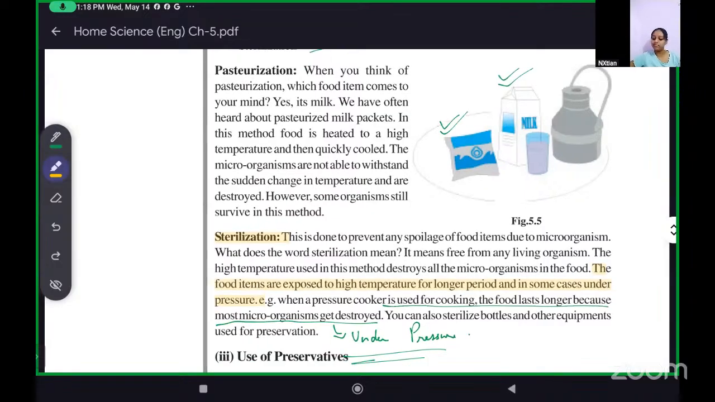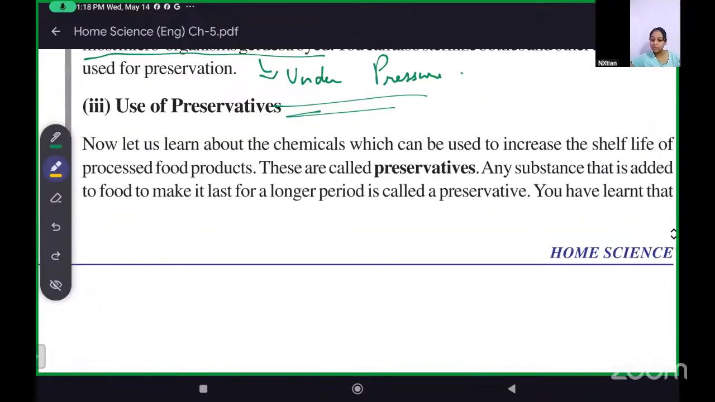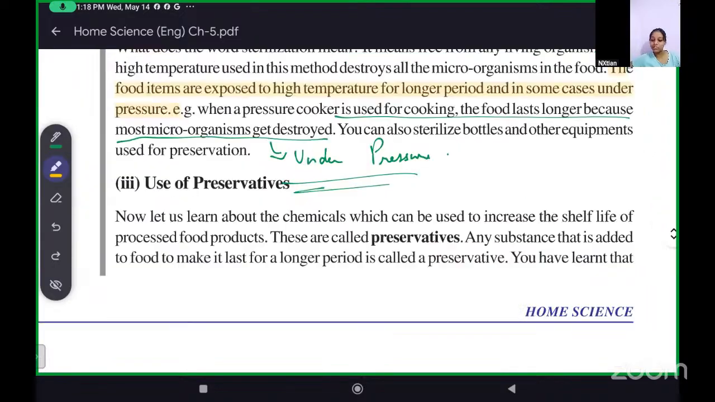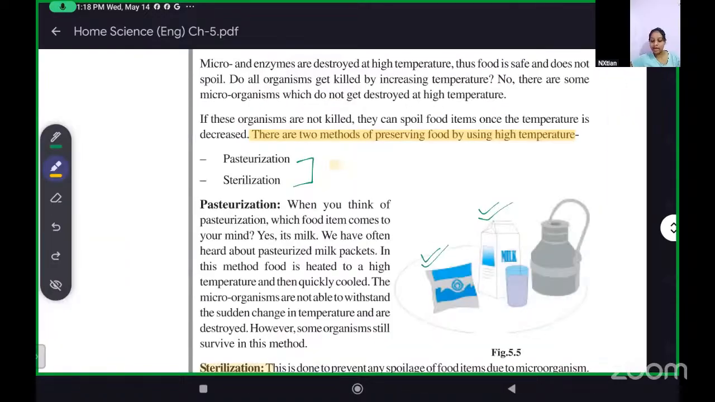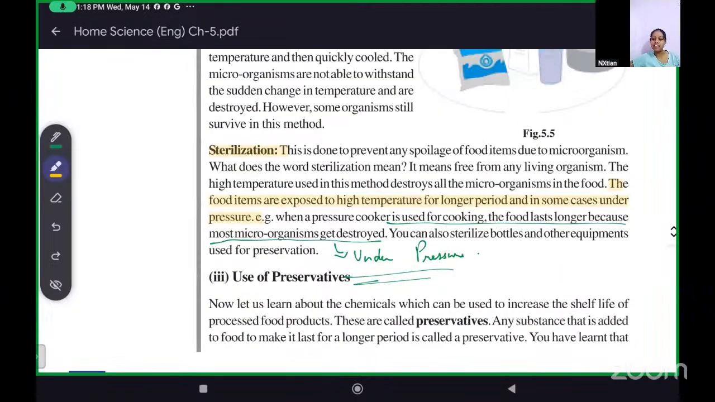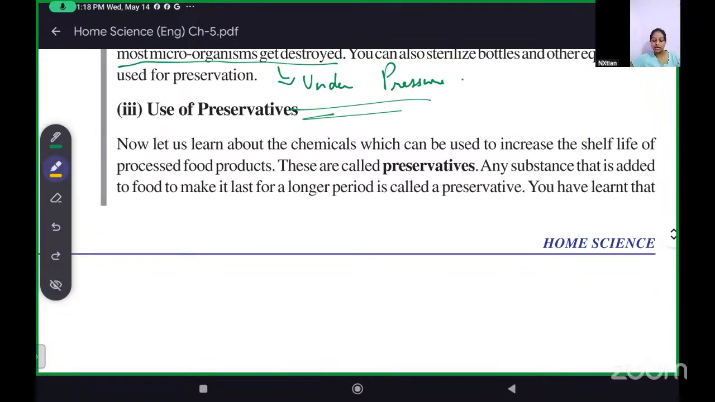Got it. Okay, then another thing is the use of preservatives. In high temperature comes pasteurization and sterilization. Then another method that is used to preserve food involves the use of preservatives. Now, the chemicals which can be used to increase the shelf life of processed food products are called preservatives. Increasing shelf life means increasing the time period in which the food can last longer. Okay, suppose I have a food product.